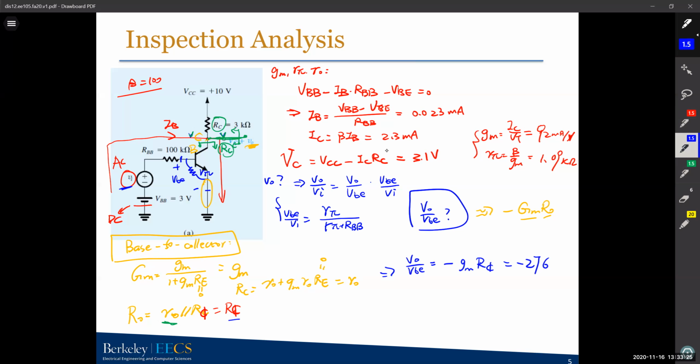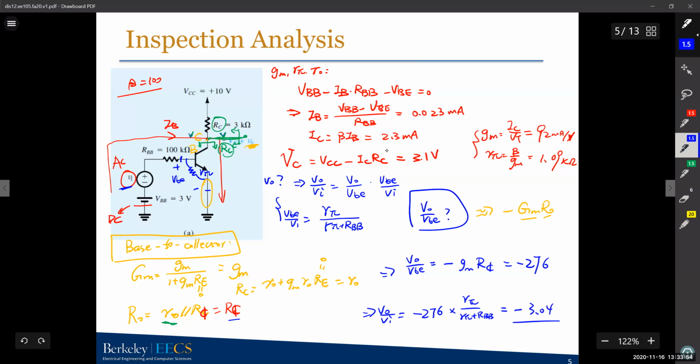So you don't need to draw the hybrid pi model and do any of those small signal analyses you have done before. You can just use the inspection analysis to find the gain. And then your final gain over VI will just be negative 276 times your R pi over R pi plus RBB. Just plug in numbers, you get negative 3.04. So it's done. You have the DC V out and also the small signal V out.